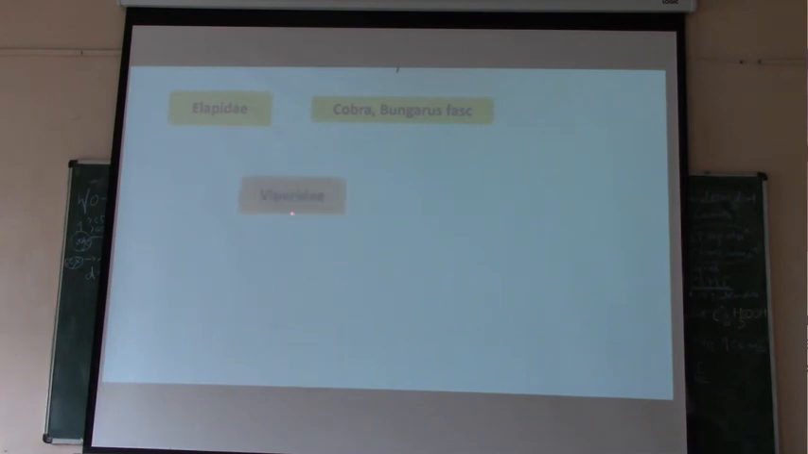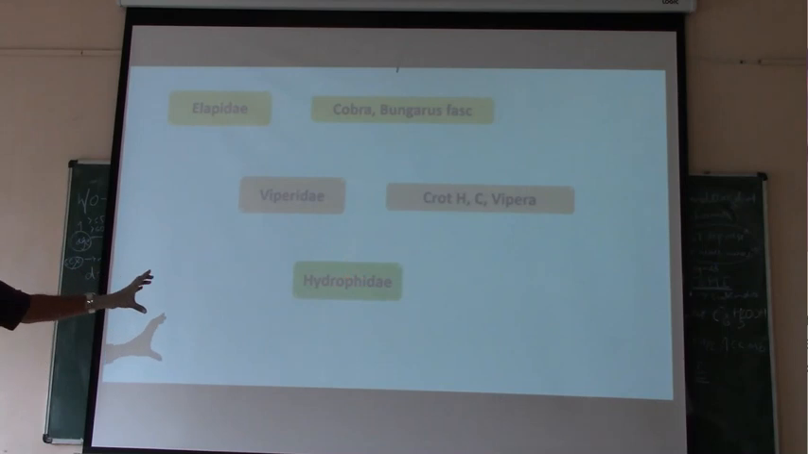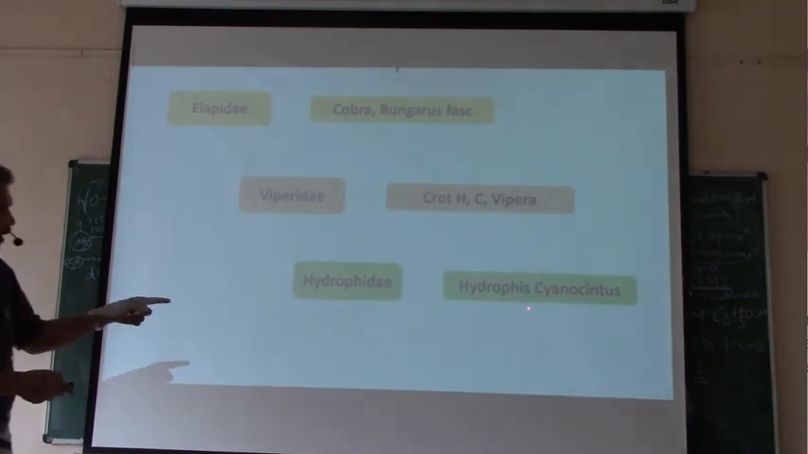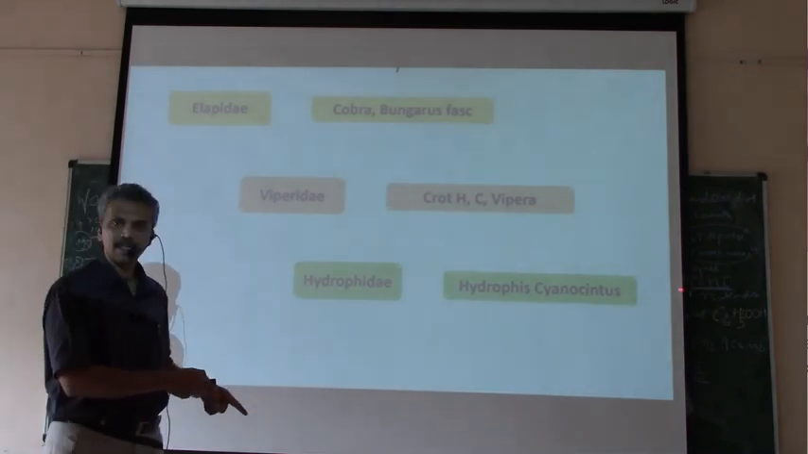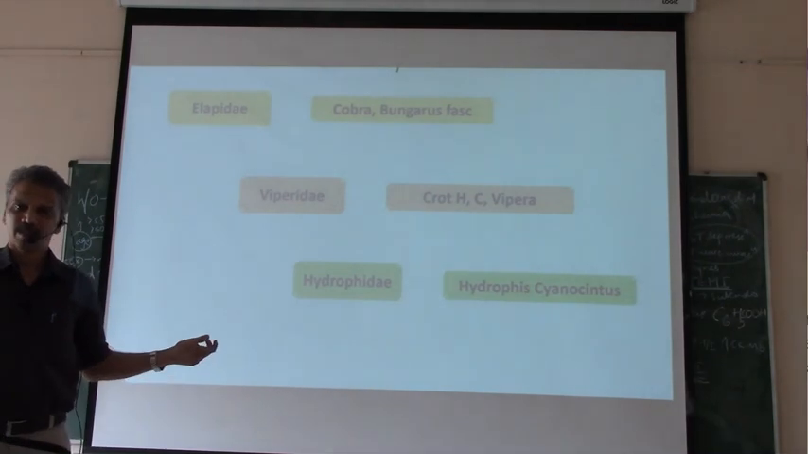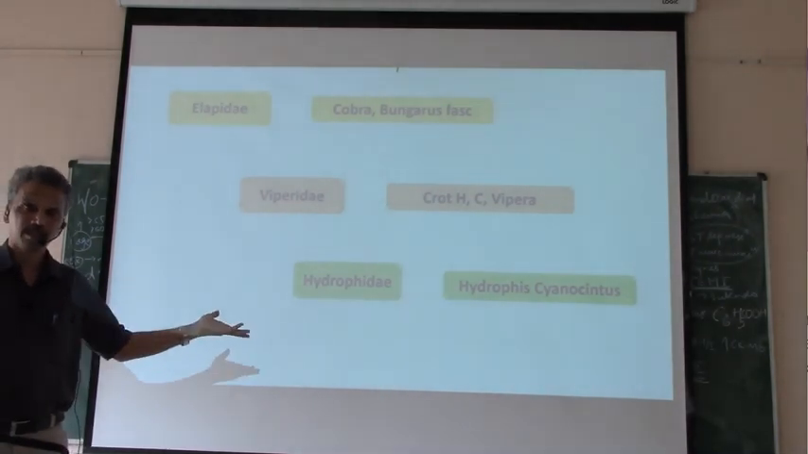Now when you look at Viperidae, we have many remedies coming up. Crotalus horridus, Crotalus cascavella, Vipera, they all belong to Viperidae. And the third group of classification we had is Hydrophidae. Under Hydrophidae we have a sea snake, Hydrophis cyanocinctus. This is a remedy we have in our materia medica. Not often used, but it is there.